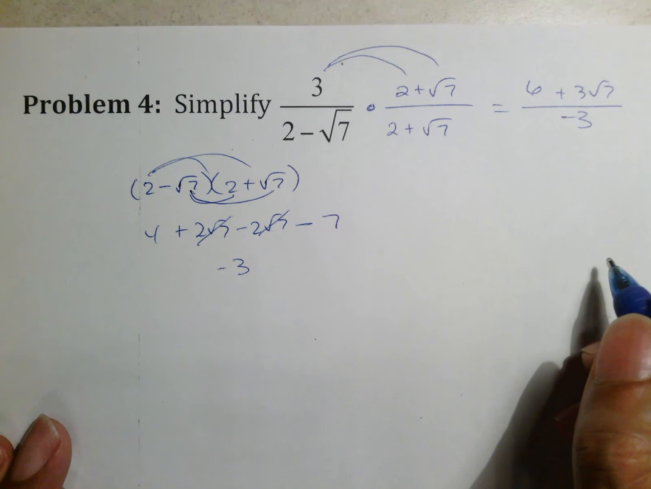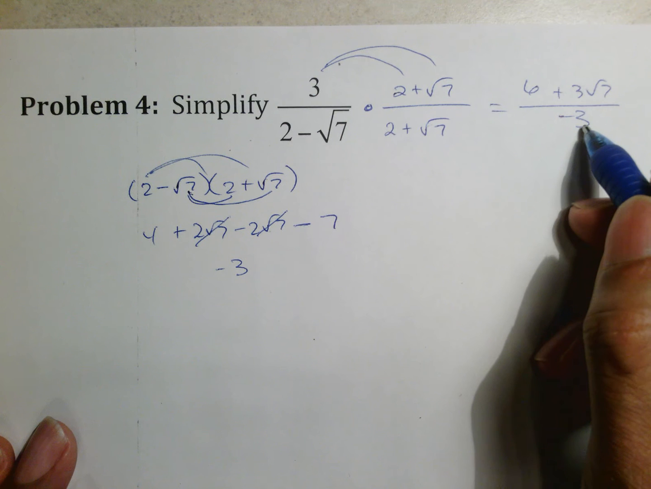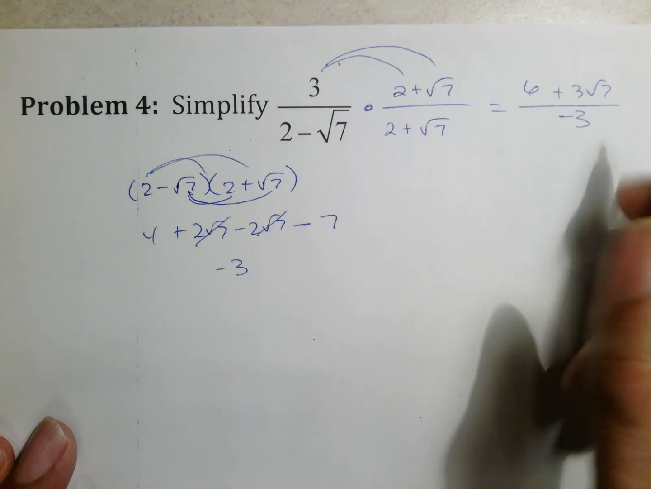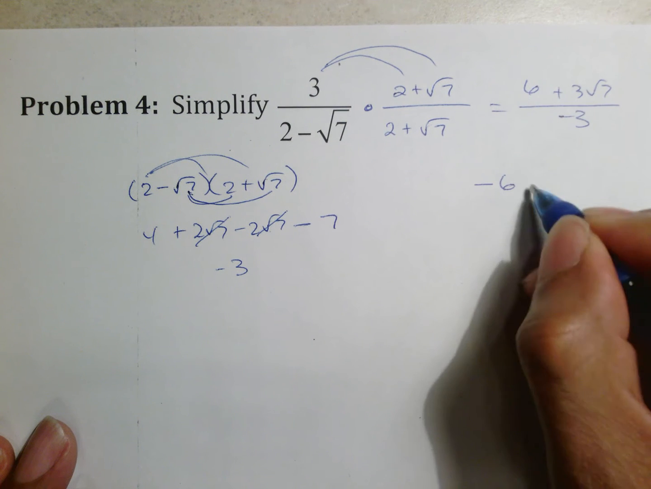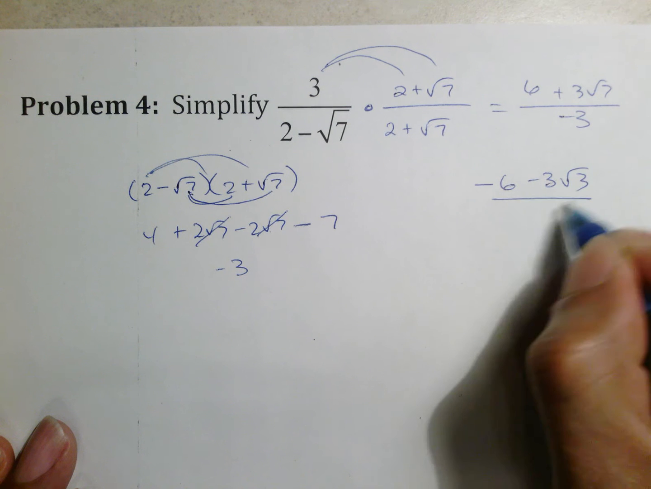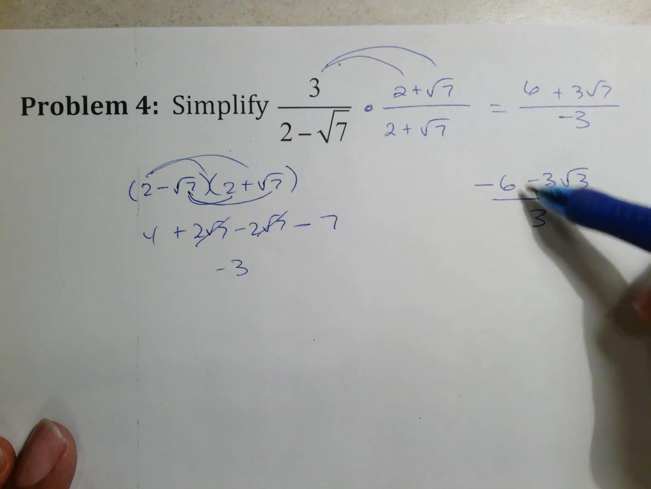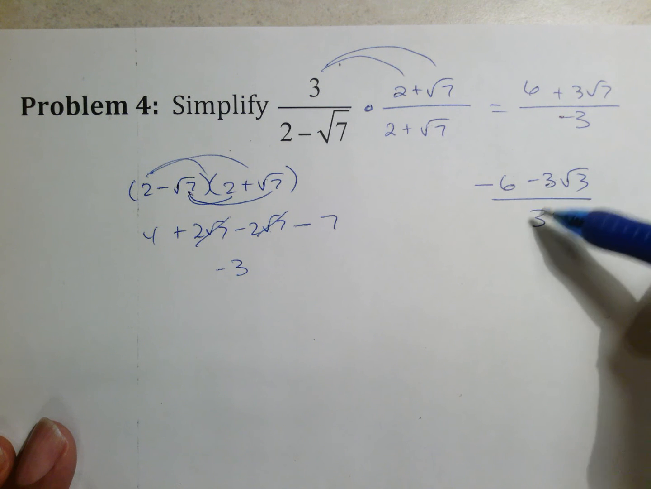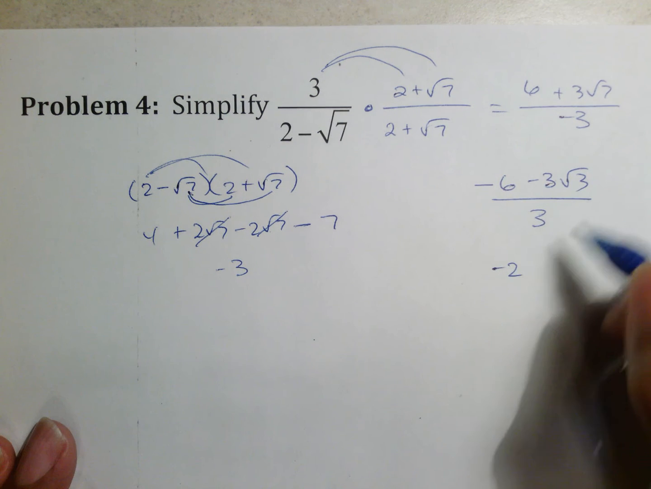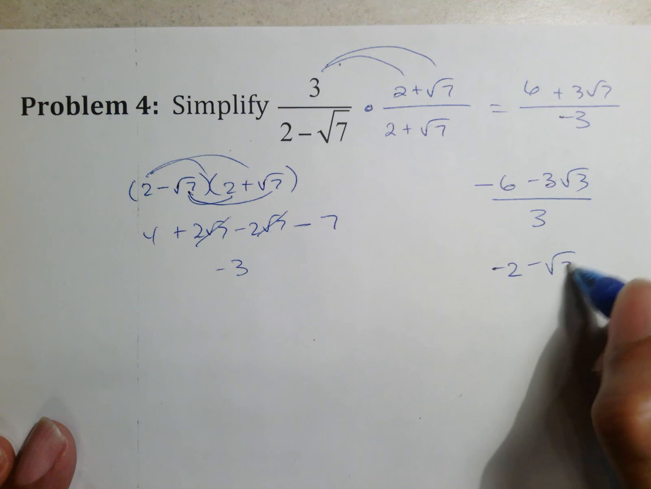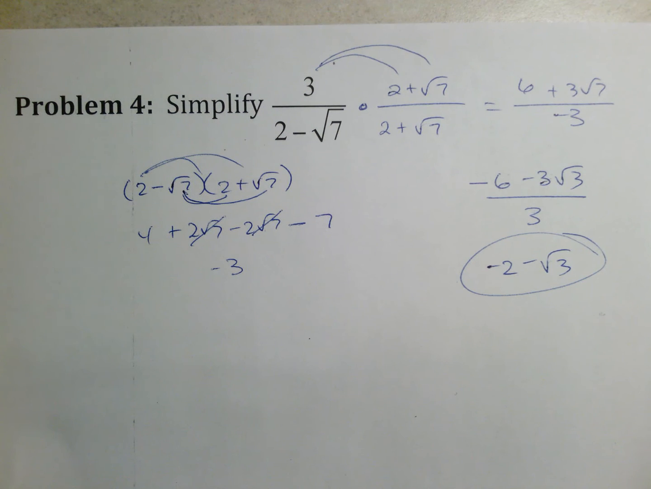Now there are two things wrong with this. The first thing being that we can't have a negative on the bottom, so remember we switch all the signs. This turns into negative 6 minus 3 root 7 all over positive 3. The second thing, if you look at these two numbers, 6 and 3, you can actually divide them both by 3. And so we will do that. 6 divided by 3 is 2. 3 divided by 3 is 1. That will be what they need you to understand.